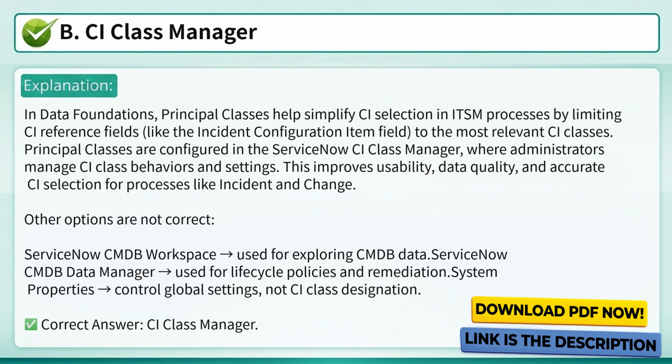Explanation: in Data Foundations, principal classes help simplify CI selection in ITSM processes by limiting CI reference fields, like the Incident Configuration Item field, to the most relevant CI classes. Principal classes are configured in the ServiceNow CI Class Manager, where administrators manage CI class behaviors and settings. This improves usability, data quality, and accurate CI selection for processes like incident and change. Other options are not correct.